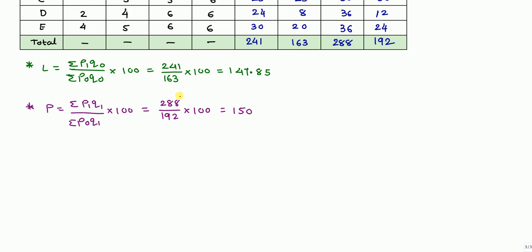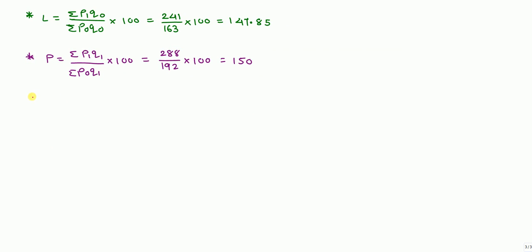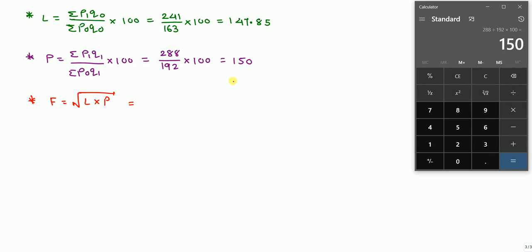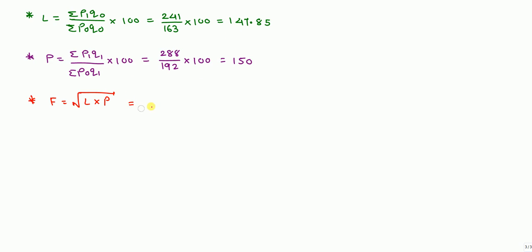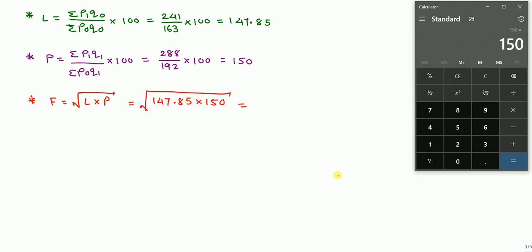Okay, now find out Fisher's index number. Fisher's index number is F equal to under root of Laspeyres index number into Paasche's index number. So it is equal to under root of 147.85 into 150. Under root of this amount is 148.92.